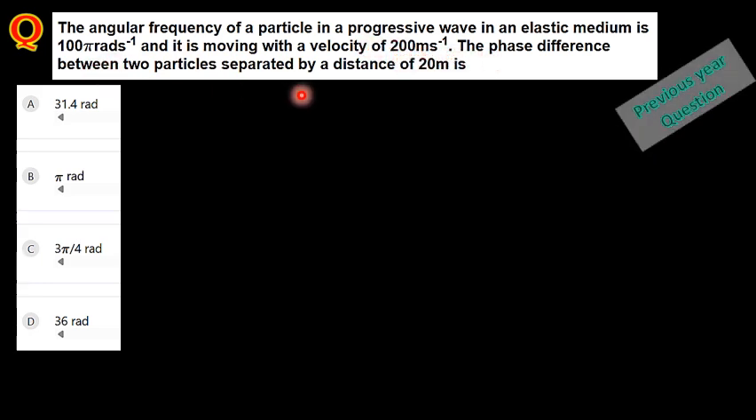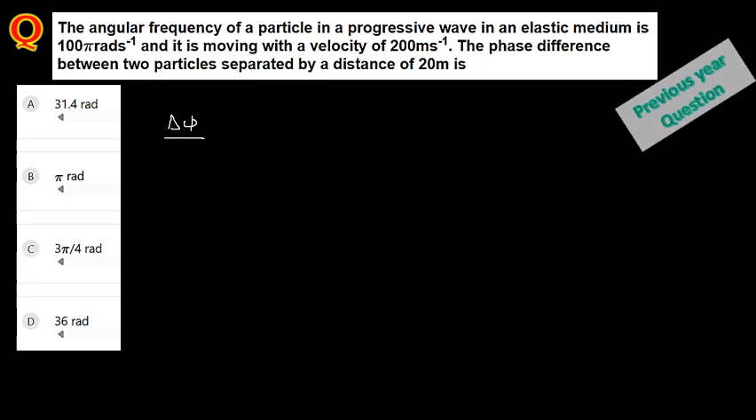What they are asking here is the phase difference between two particles separated by a distance. The two particles are separated by 20 meters. So what is the phase difference? What is the relationship between the wavelength and the phase angle? A small change in the phase angle you can mention as del phi.